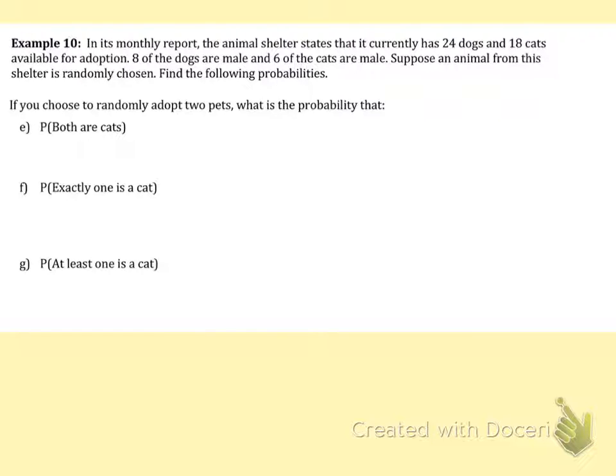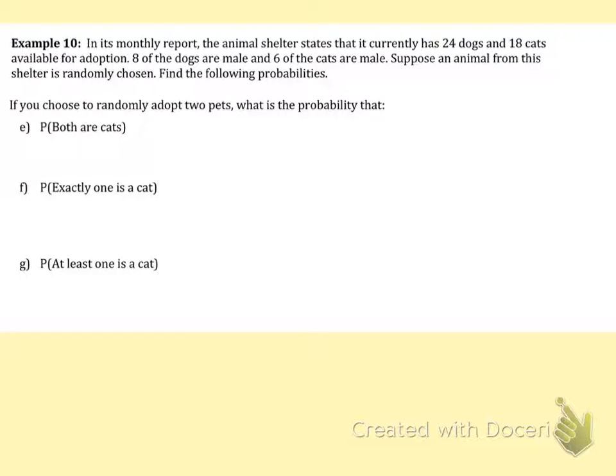So this is a review of the idea of without replacement, because we have a discrete number of animals here, and if you choose one cat, you're not putting it back before you choose the second cat, right? You're keeping that first cat and therefore changing the total number of animals and the total number of cats that are then available for you to choose for the second animal. So what's the probability that both are cats?